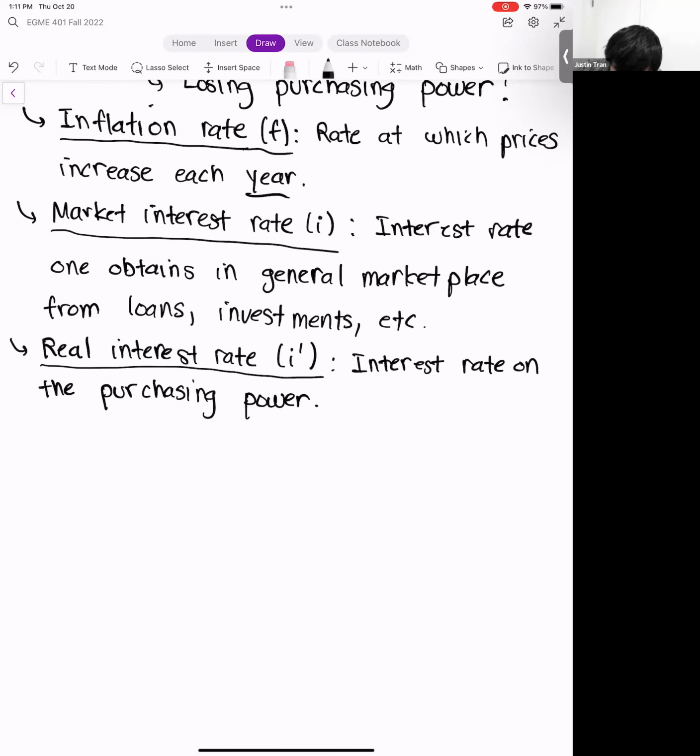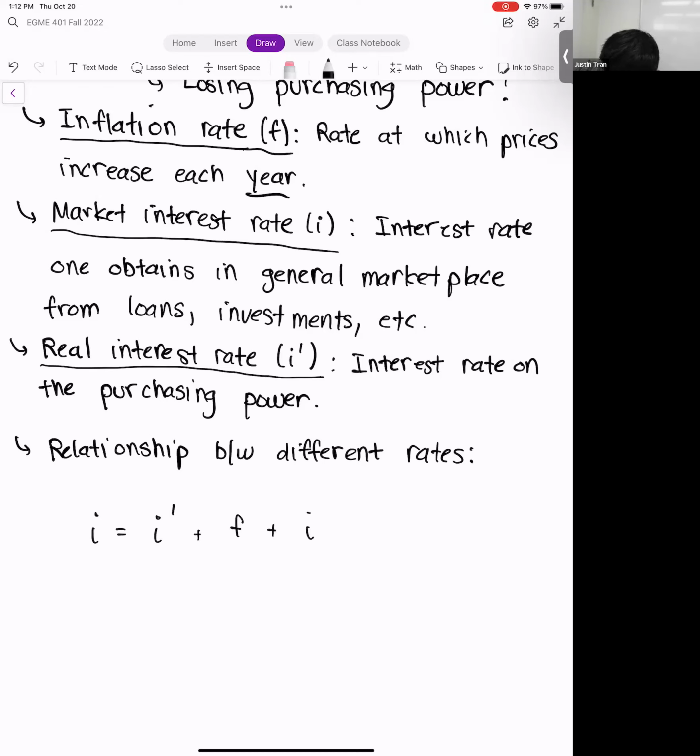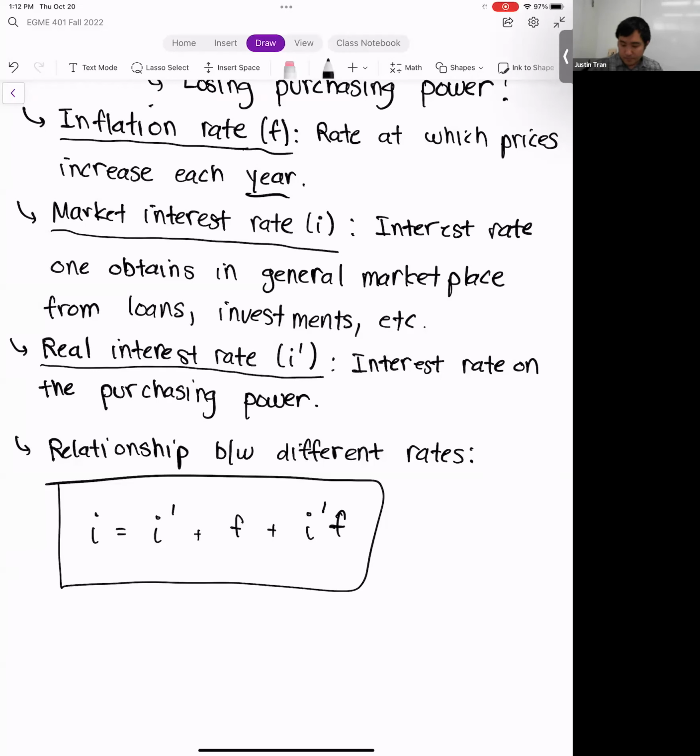All right. There's a formula that's going to relate all of these different rates. What we can say is that the market rate is equal to the real rate plus the inflation rate plus the product of the real interest rate multiplied by inflation. This here is the market rate. This one here is the real rate. This one here is the inflation rate, and then we have that product term.